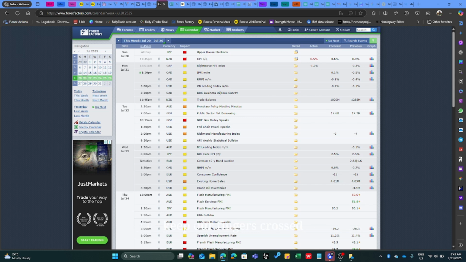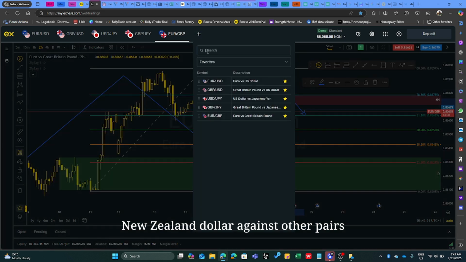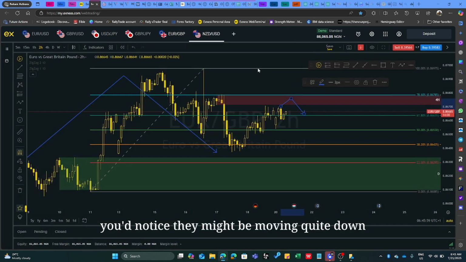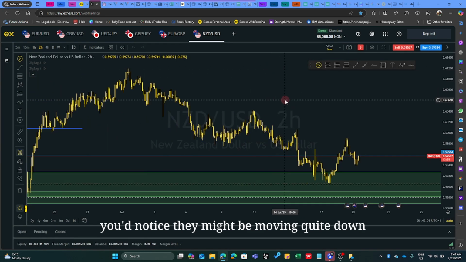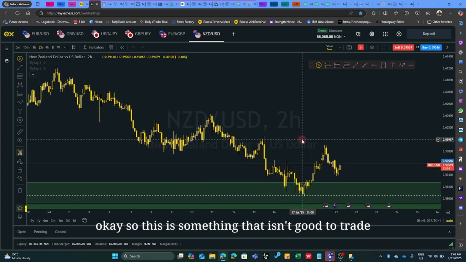Keep our fingers crossed. Probably the only thing you should be looking at right now is the New Zealand dollar, as they just had their CPI news released. If you look at the New Zealand dollar against other pairs, possibly against the US dollar, you would notice they might be moving quite down. Yep. Okay, so this is something that is even good to trade.